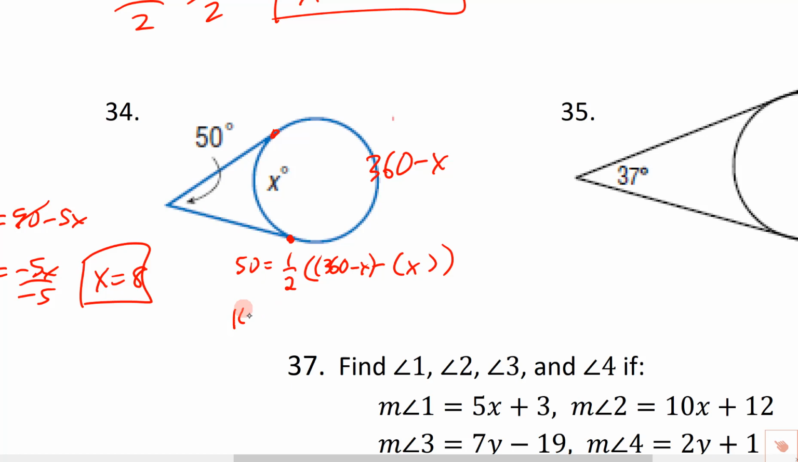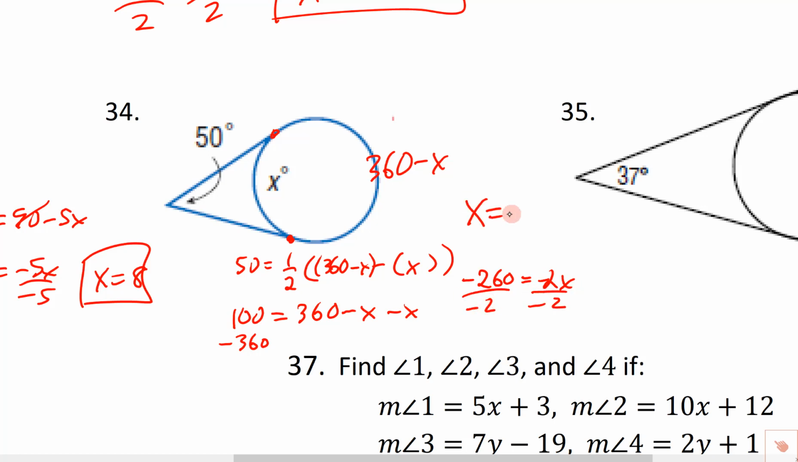So again, I'm going to multiply by 2. This is going to be 100. This is going to be 360 minus x, and again, that wouldn't matter if we had the parentheses on there or not. I'm going to subtract this 360, so we get negative 260 equals negative 2x. We're going to divide both sides by negative 2, and luckily we end up with a positive value because we need that to be positive. It's an angle measurement right there.